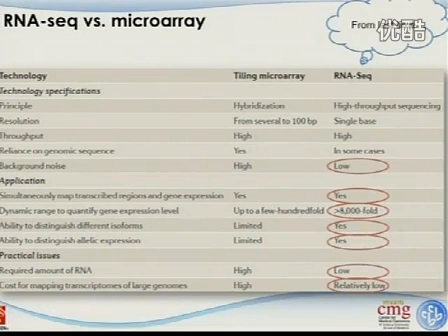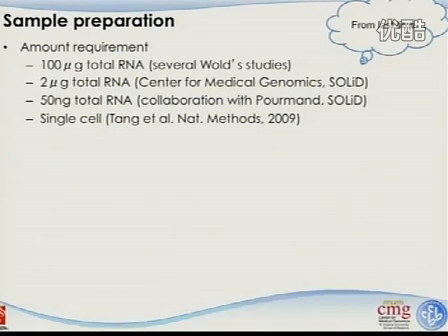This is from a paper published in 2009 that summarized the differences between arrays and RNA sequencing. I put a circle here so you can see the background noise for RNA sequencing is lower, and the dynamic range is higher, and things like that. Feel free to go through those.